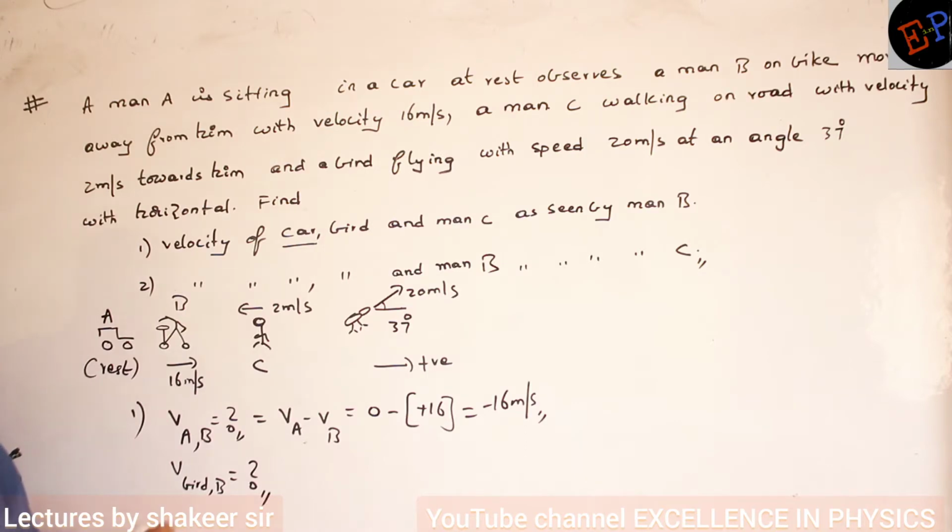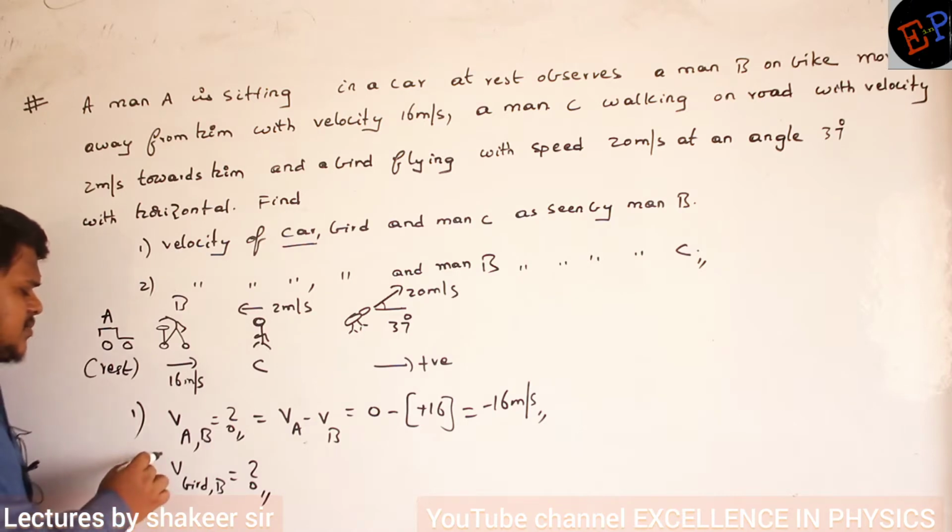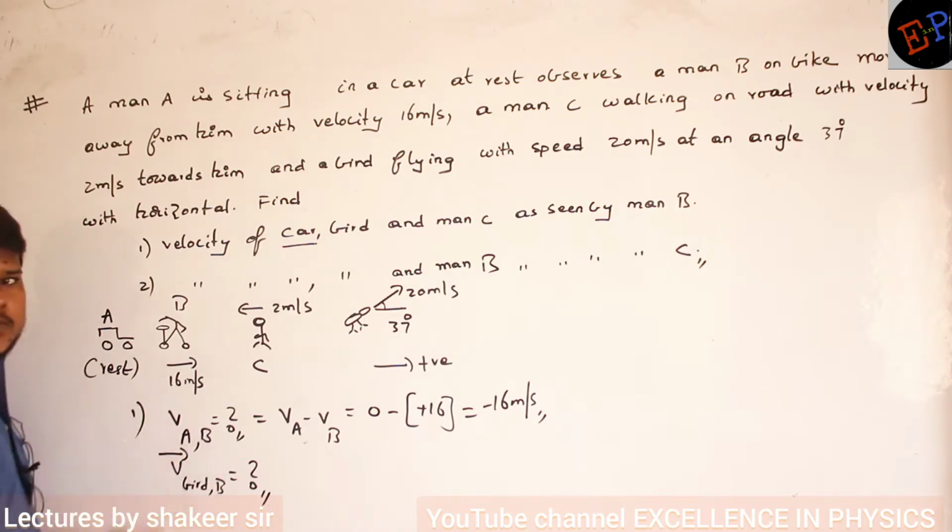Now see, here the bird is moving in a particular plane. So now I will use vectors. So velocity of bird with respect to B.